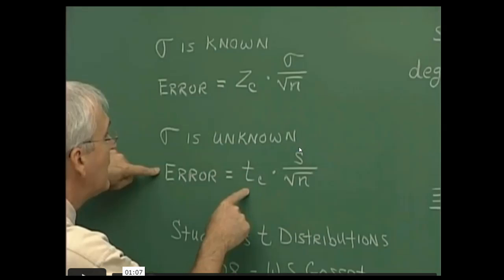Now, that's not the only thing that changes from 7.1. Instead of finding z scores, we're going to be finding what's called t scores. That's where we're going to use this chart. It's called a student distribution.